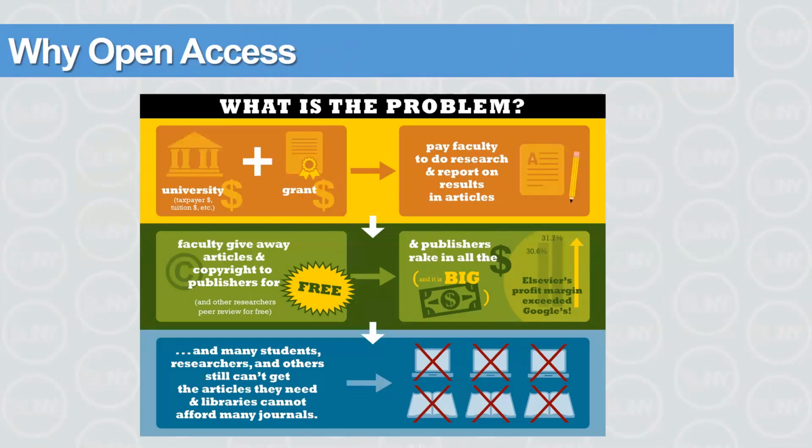So generally, if you're a faculty member at a university, you're being paid by that university. You might be getting some grant money to do research. The result of that research is basically data or articles or things like that, which you then give to publishers to place in journals that they then sell back to libraries and individuals. And that paywall that gets created as part of that process becomes a barrier for people to access information.